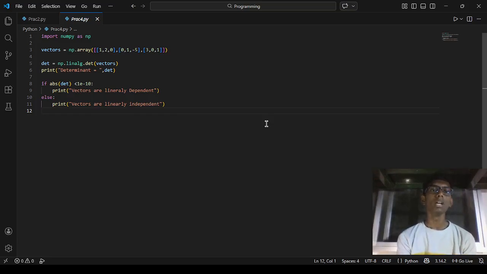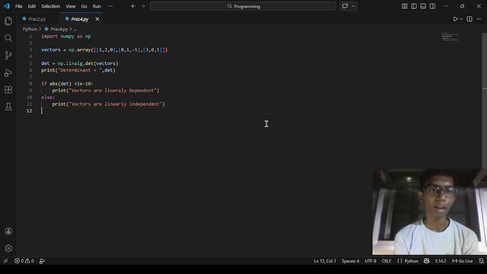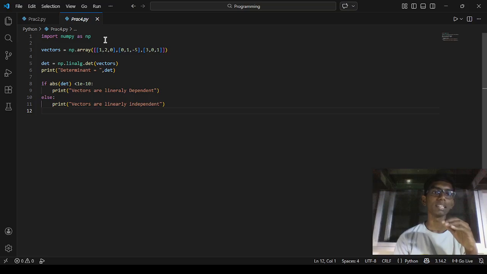So in practical number 4 we are moving to module number 2, which involves vectors, and in this practicum we are going to check if a given matrix of vectors is linearly independent or linearly dependent. First we are going to use the NumPy library because it is helpful for computing vectors, arrays and so on. Then we are going to calculate the determinant of the matrix which contains the arrays.